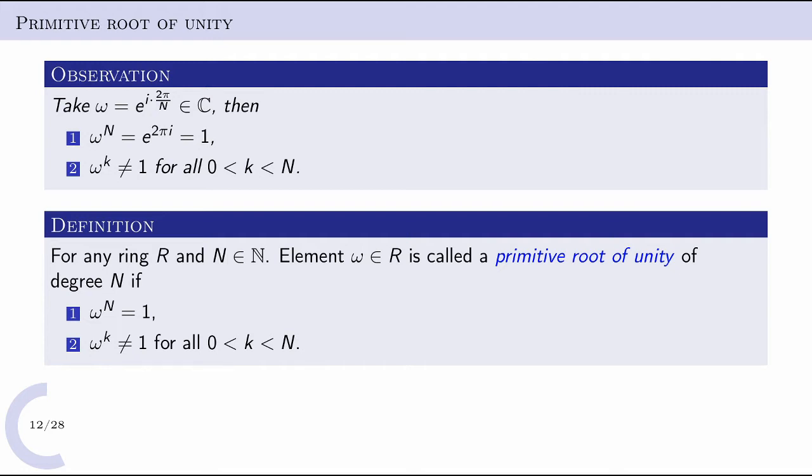And now, when we have the notion of a primitive root of unity, we can define the discrete Fourier transform in terms of a primitive root of unity. This way, we are free to use any ring of coefficients, not necessarily real or complex numbers. We are no longer limited to work with just complex numbers. We can work with any coefficient ring in which we can find a root of unity.